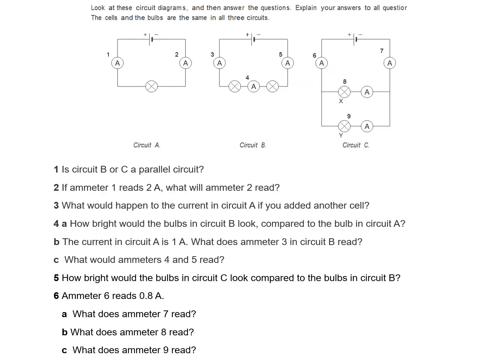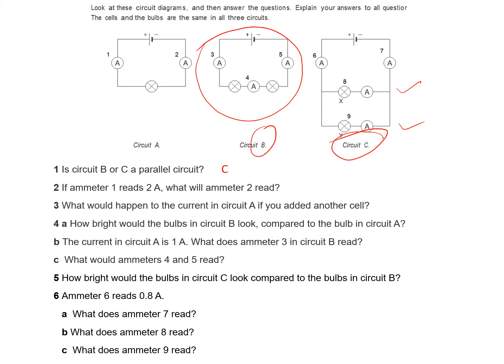Okay, moving on to the next worksheet. It's asking you, is circuit B or circuit C a parallel circuit? If you look at circuit B, there is only one loop, so that can't be a parallel circuit. If you look at circuit C, you can see a branch here and you can see a branch here. So C is a parallel circuit.